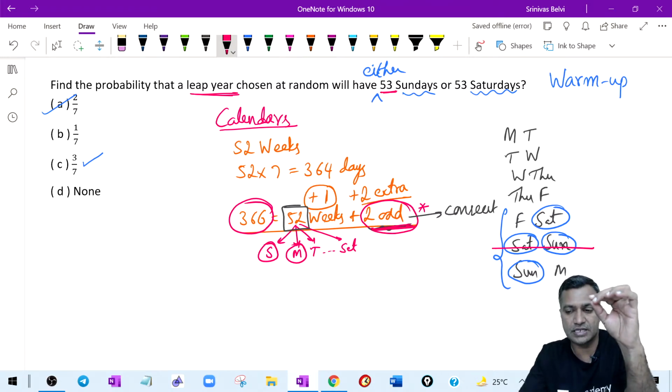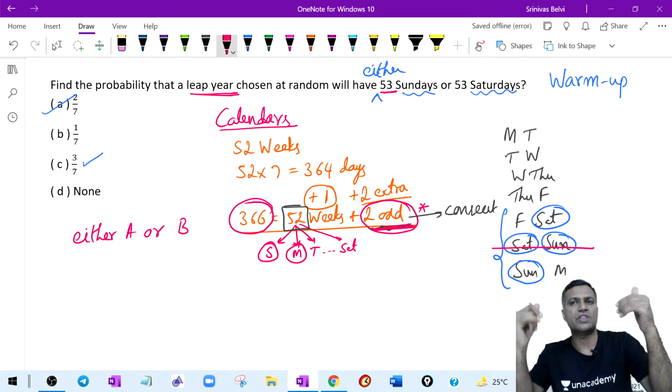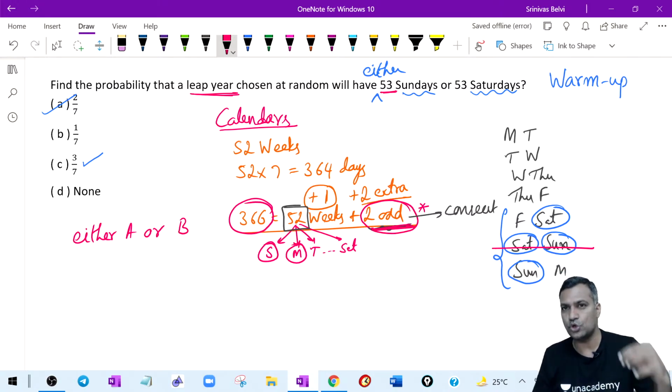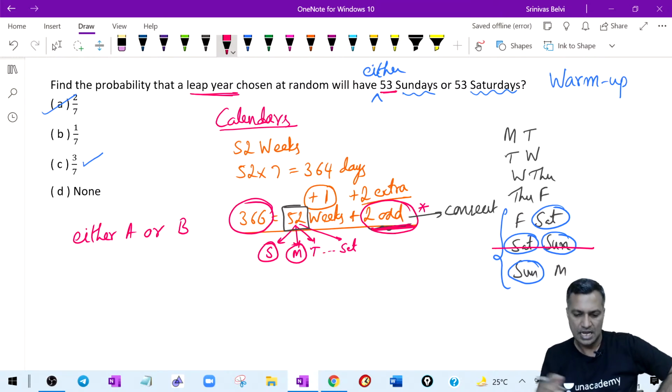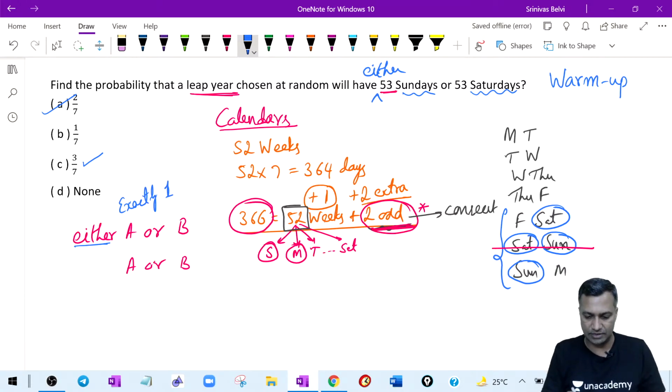When the questions are presented in the exam, sometimes they use either A or B. Listen to this very carefully. A lot of people make a mistake here because it's more to do with the grammar. Some people use it interchangeably. Don't use it interchangeably. There is a meaning to this. Either A or B is very different from A or B. What is the difference? When I attach either, either A or B means exactly one. A should happen or B should happen, exactly one. When I don't attach that either, when I simply say A or B, it means at least one.